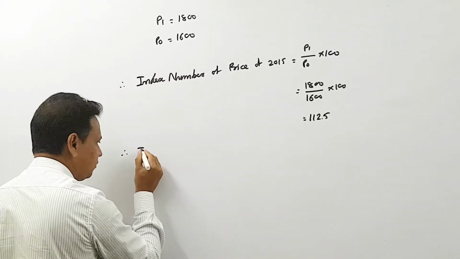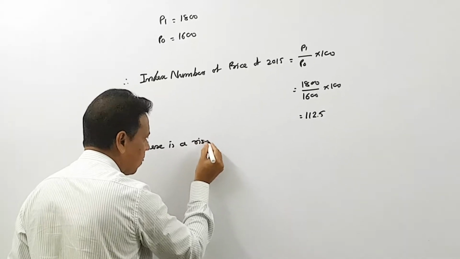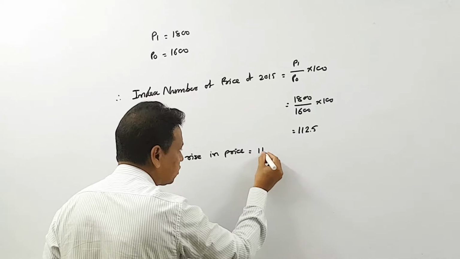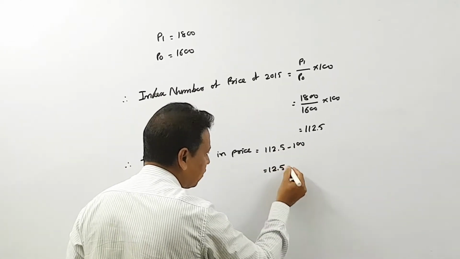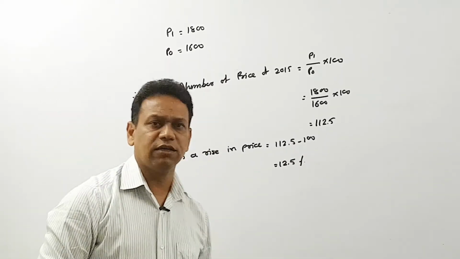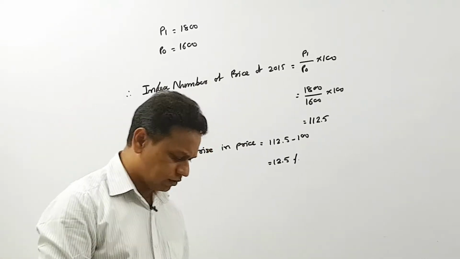And again, the excess part, that is the rise in price, is equal to 112.5 minus 100, so it is 12.5 percent. So it is a very simple question they are asking here, that is 24.1. And now we have to move on to the next question.